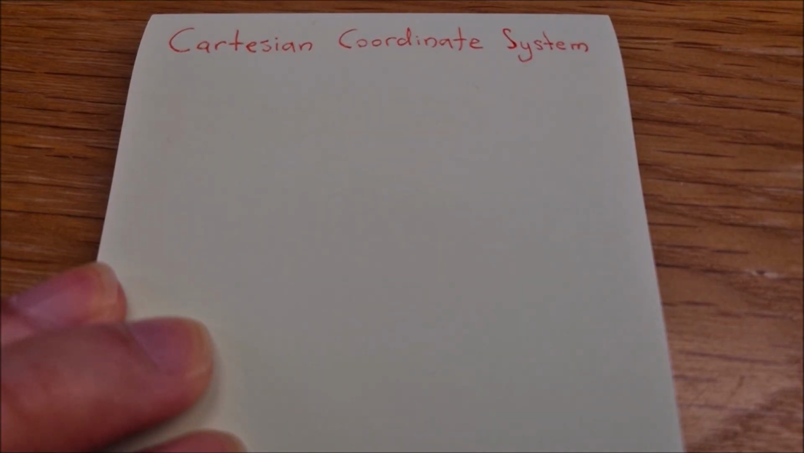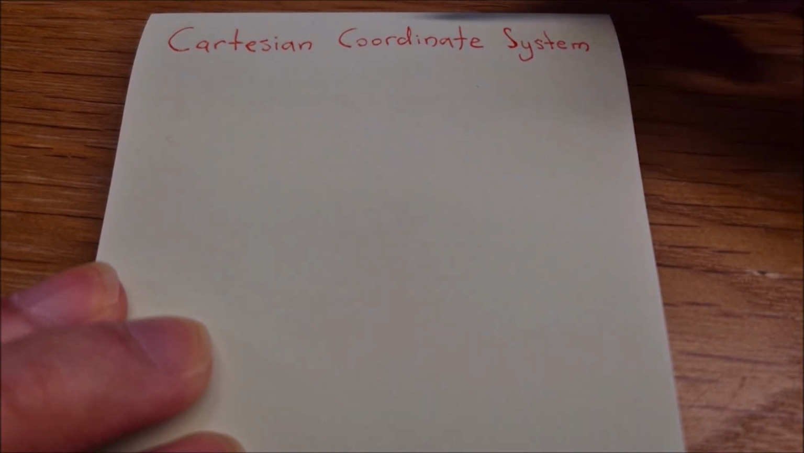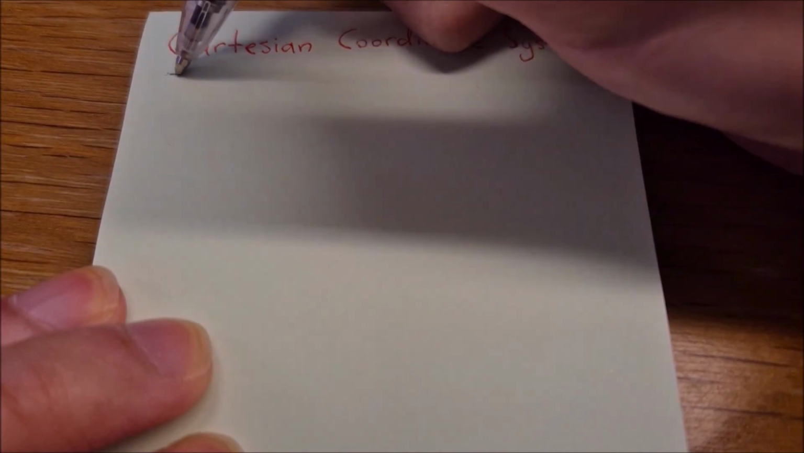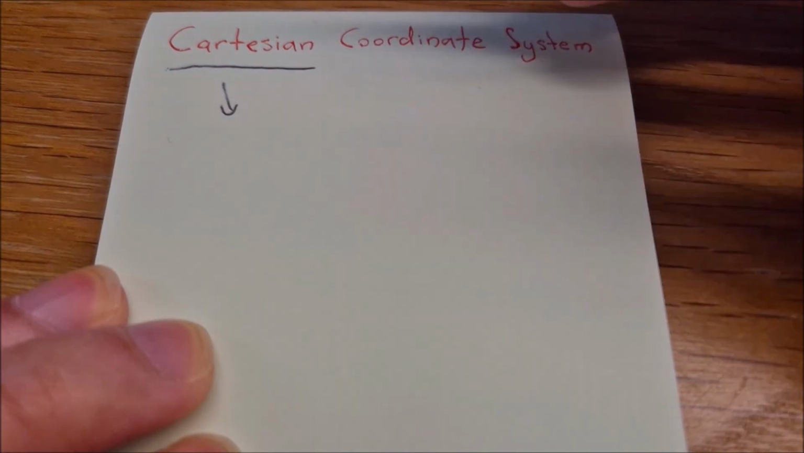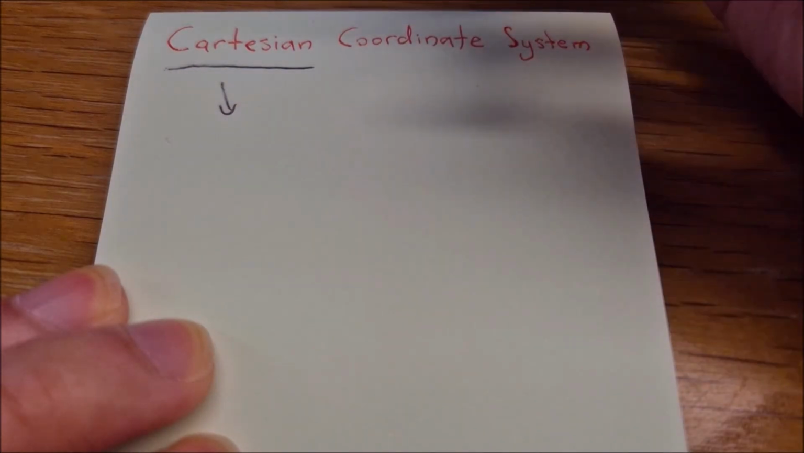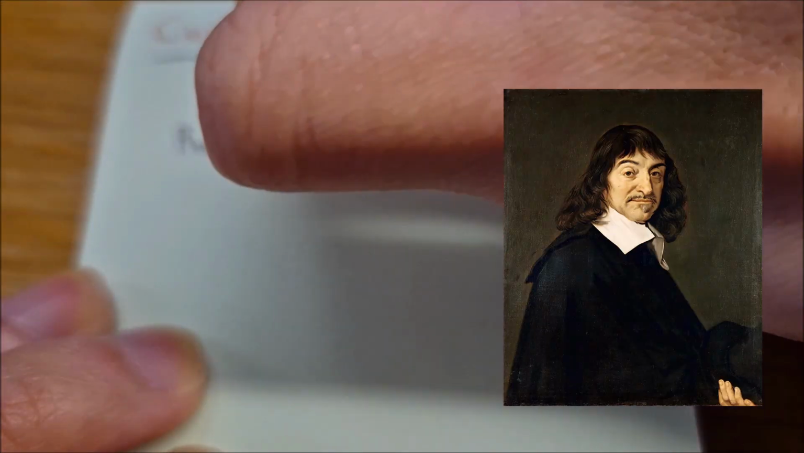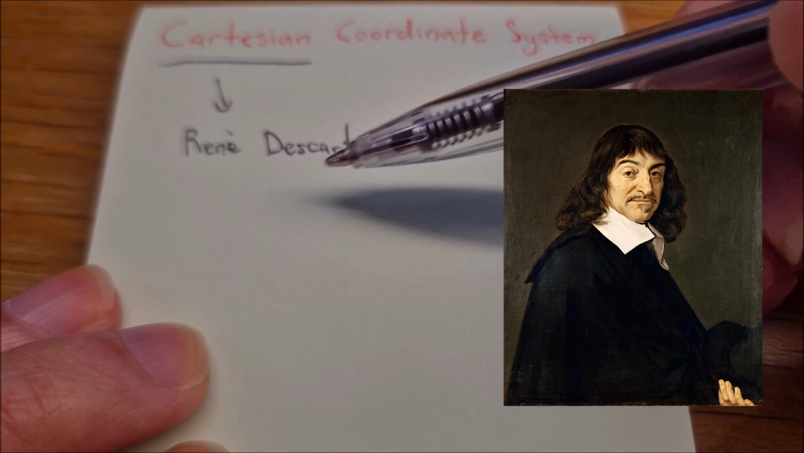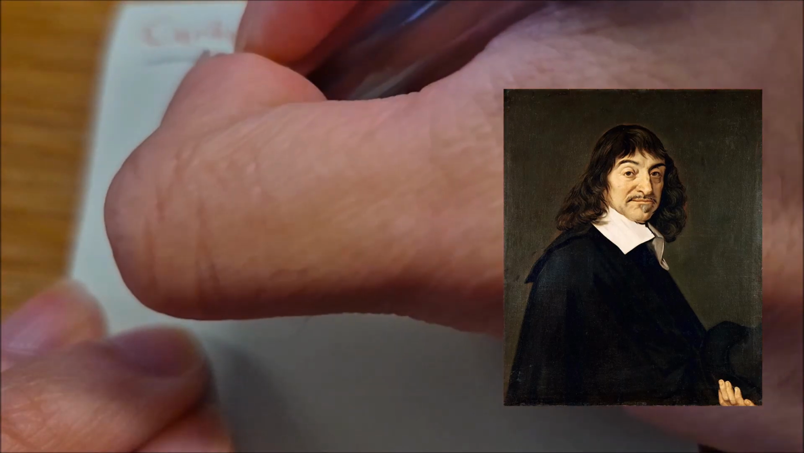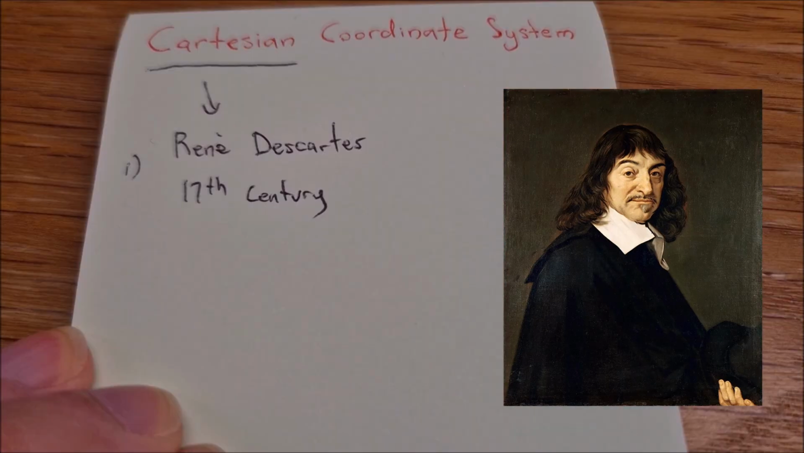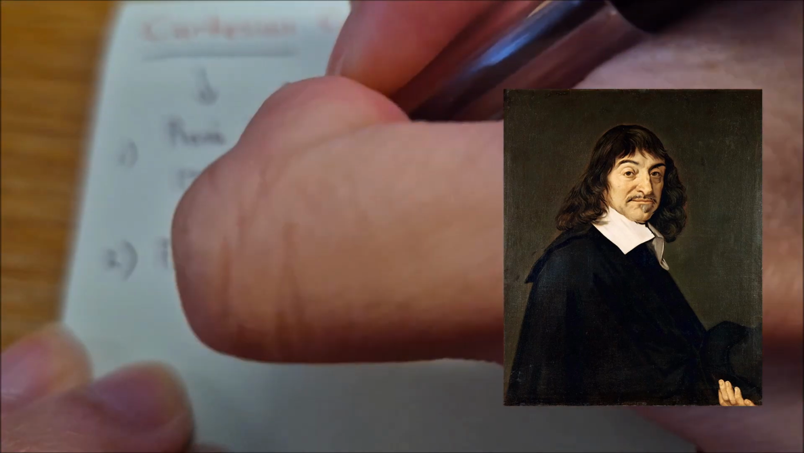For some brief background, the Cartesian coordinate system is named after the French philosopher and mathematician Rene Descartes, all the way back in the 17th century, and this invention provided the foundation to map shapes described by equations.